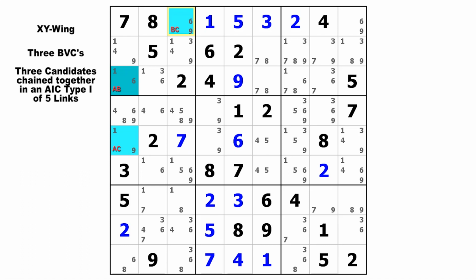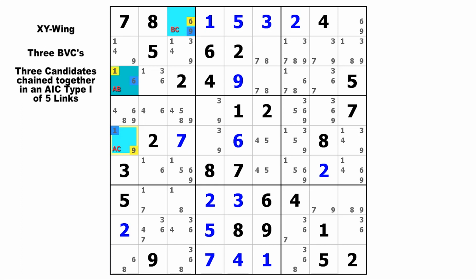And remember, you can start on either end of the chain. So let's start on candidate C up here in block 1 and highlight the candidates. We'll alternate blue and yellow to denote the links. So we've got strong, weak, strong, weak, strong. This ensures that at least one of those endpoint 9s has to be true. So any candidate 9 that can see both of those endpoints must be false.